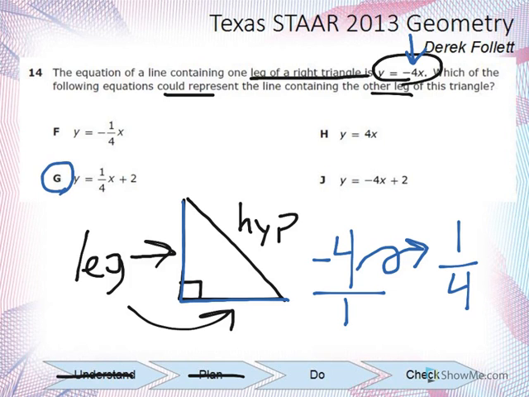How could I check it? So I went ahead and did it. Now I'm going to check it. Well, I could go ahead and graph those two lines: y equals positive 1/4 x plus 2, and y equals negative 4x. I could go ahead and graph those two.